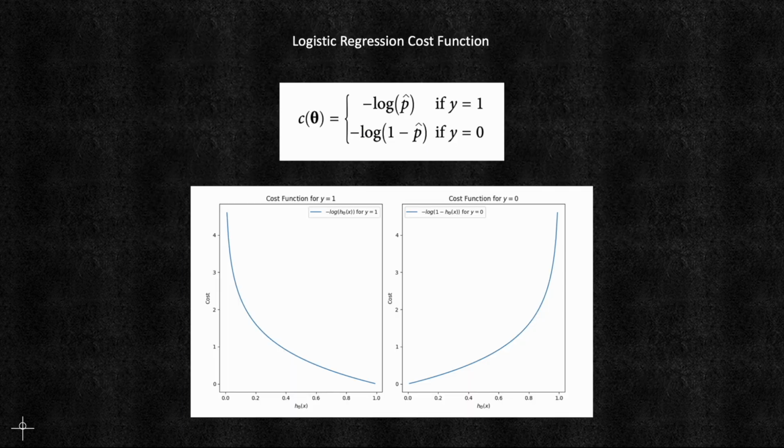Let's first look at the cost function of logistic regression. This is a graph of the cost function. For a positive instance, if the prediction p is close to 0, the cost function outputs a very large number. For a negative instance, if the prediction p is close to 1, the cost function also outputs a very large number. So the model has a large cost error when misclassifying an instance.